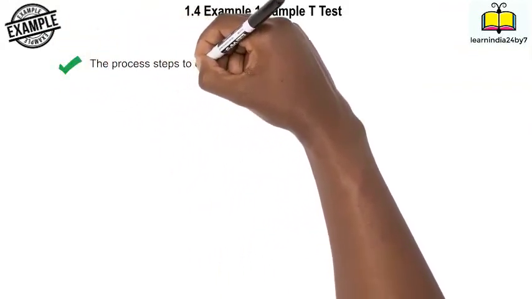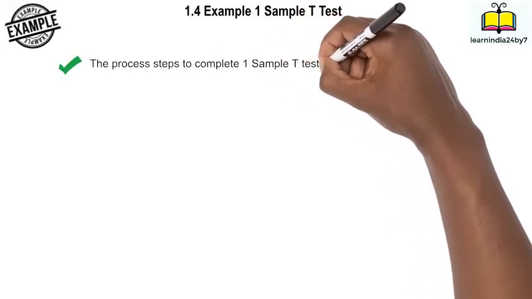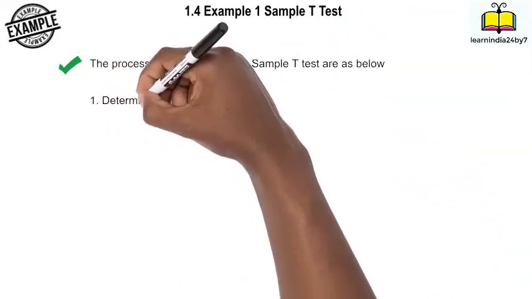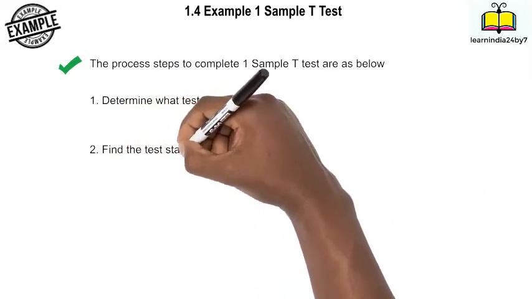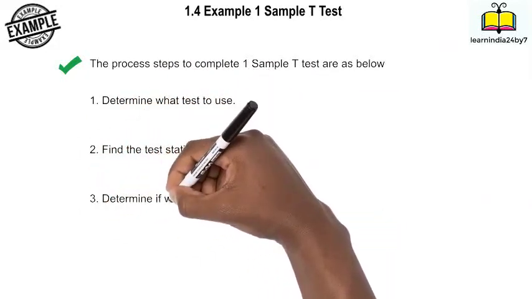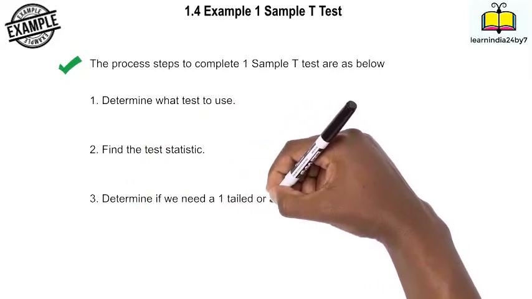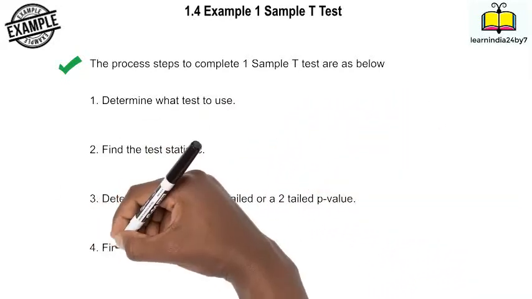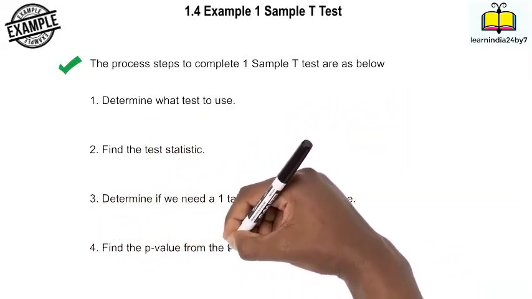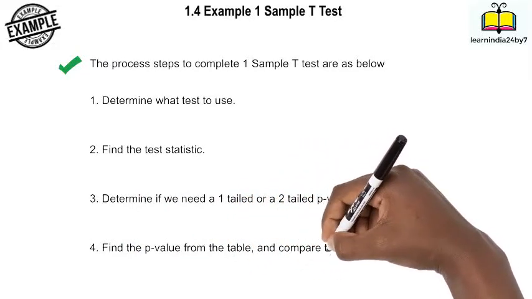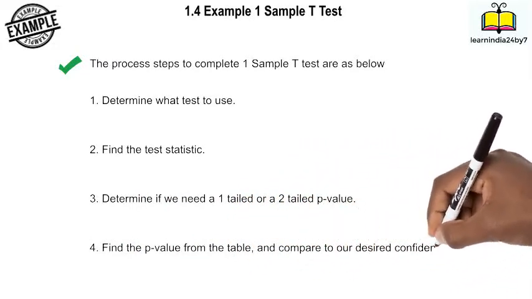The process steps to execute one sample t-test are as below. First, determine what test to use. Then find the test statistic. Then determine if we need 1 tail or 2 tail p-value. Then find the p-value from the table and compare it with our desired confidence level.